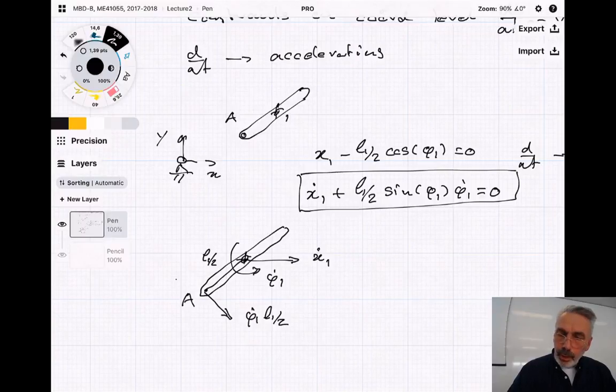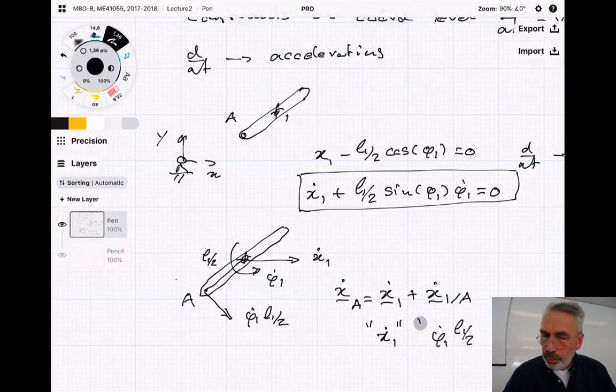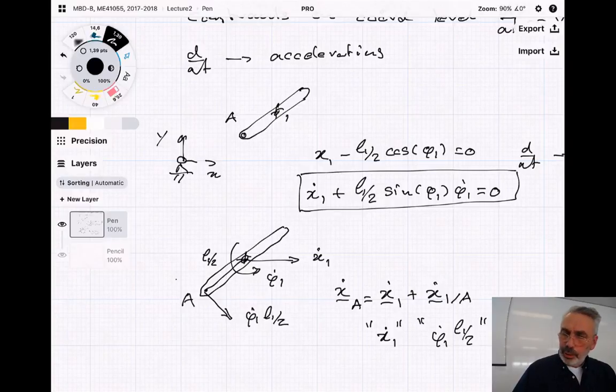Well, in vectorial terms, we always learn from Heike, the velocity of point A is the velocity of point 1 plus the velocity of 1 with respect to point A. And in vector notation, this is this x dot 1, which is not completely correct. And this is, of course, this phi dot 1 L1 over 2. Yeah? These are these two terms.